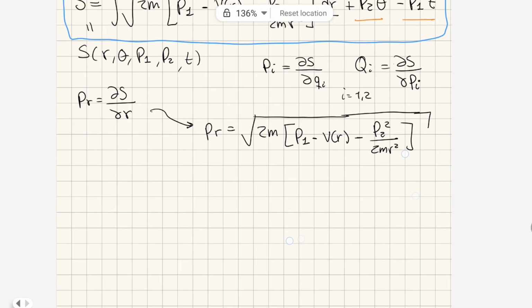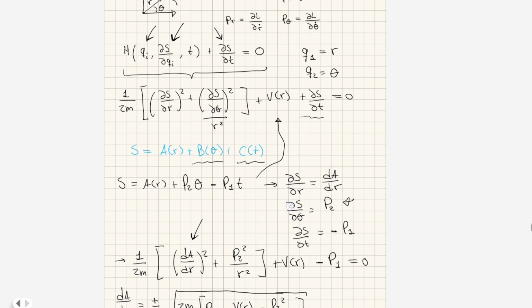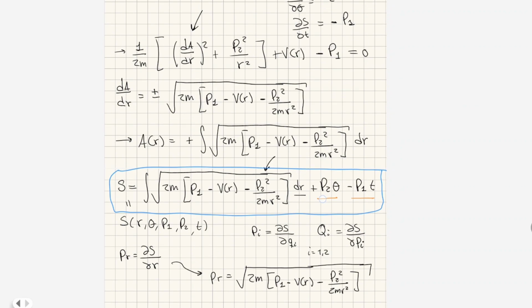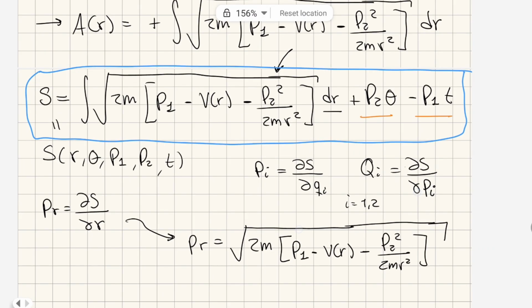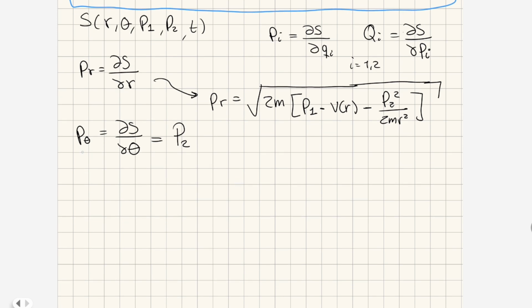Then we know that it is very trivial to calculate the partial derivative of s with respect to theta. We only get upper p2. So that means that this p theta, which is the partial of s with respect to theta, is equal to upper p2. Perfect. So that means that p theta is a constant.